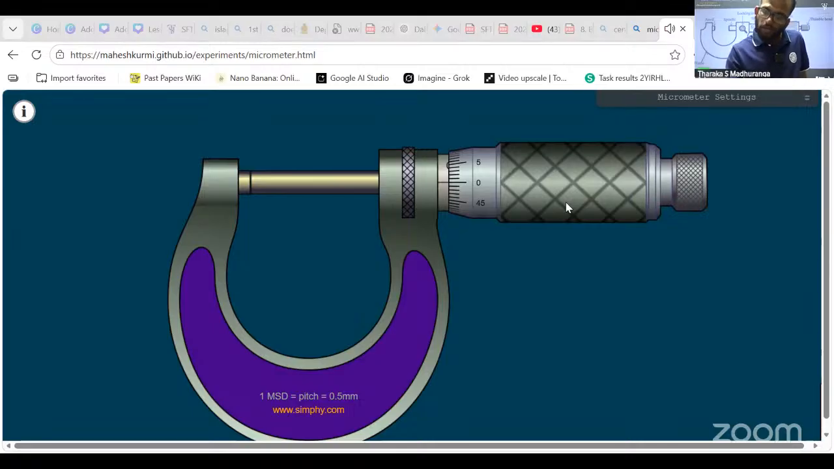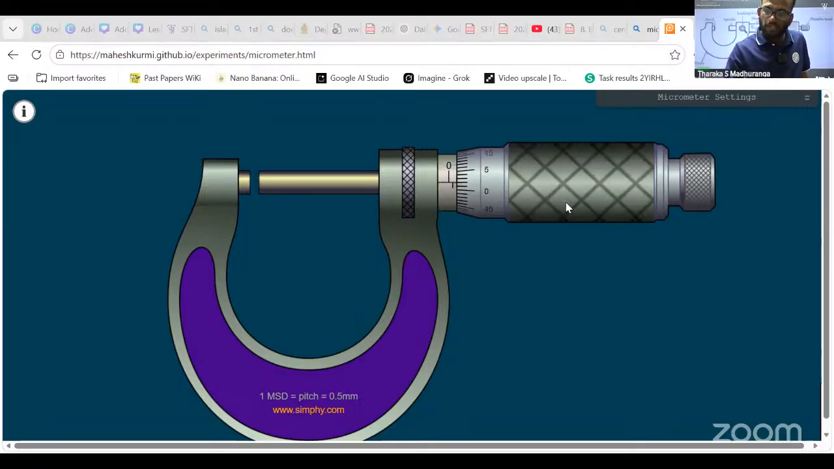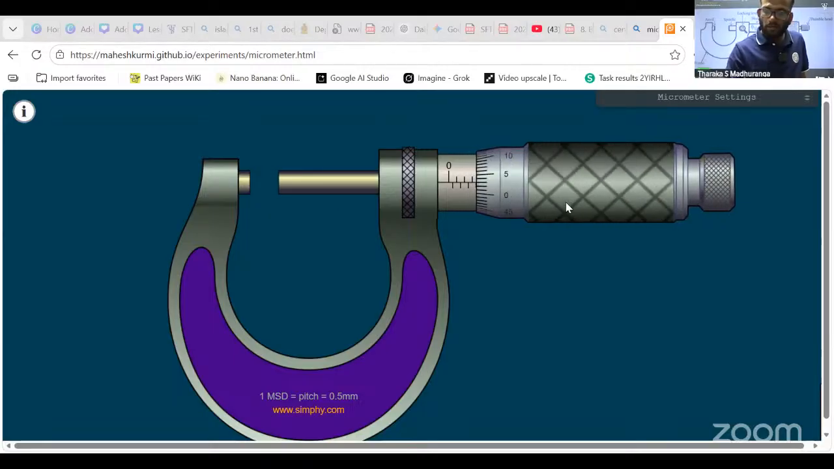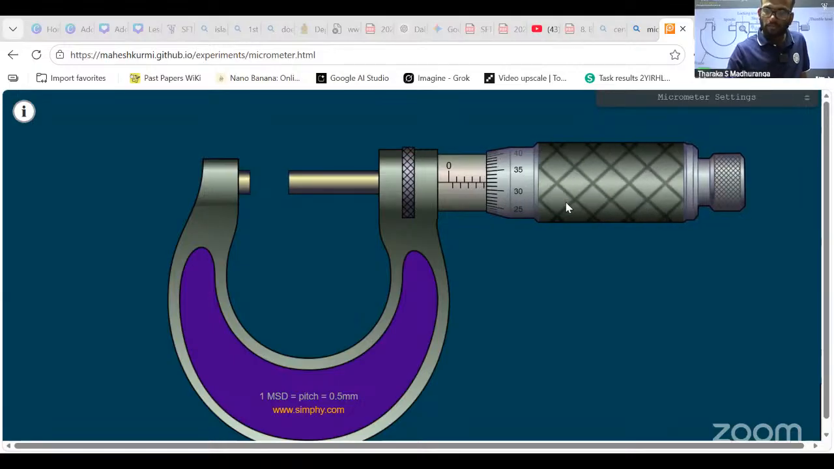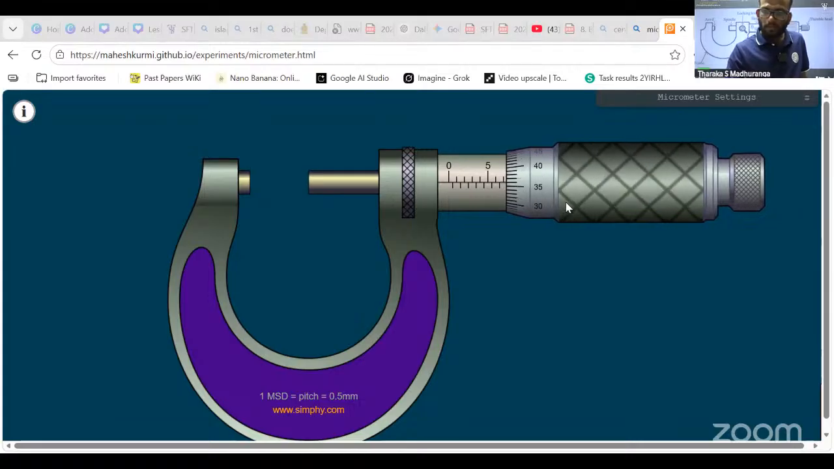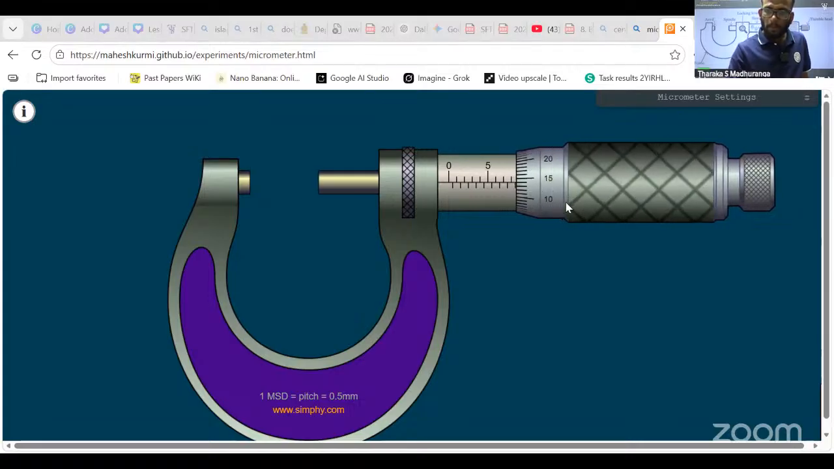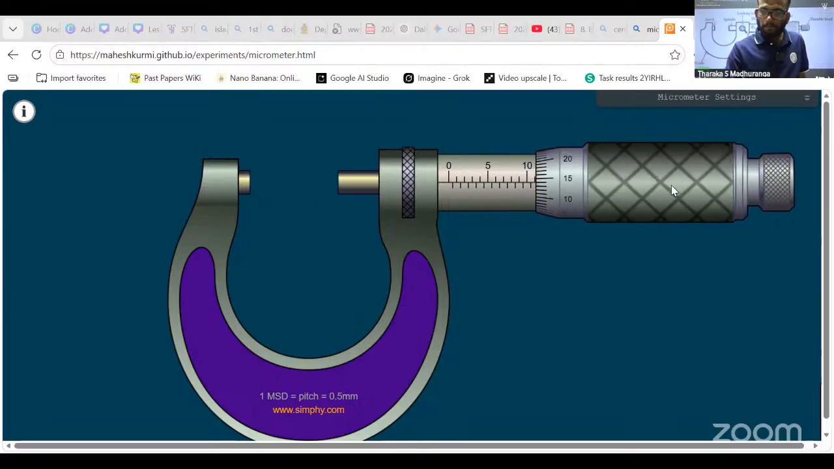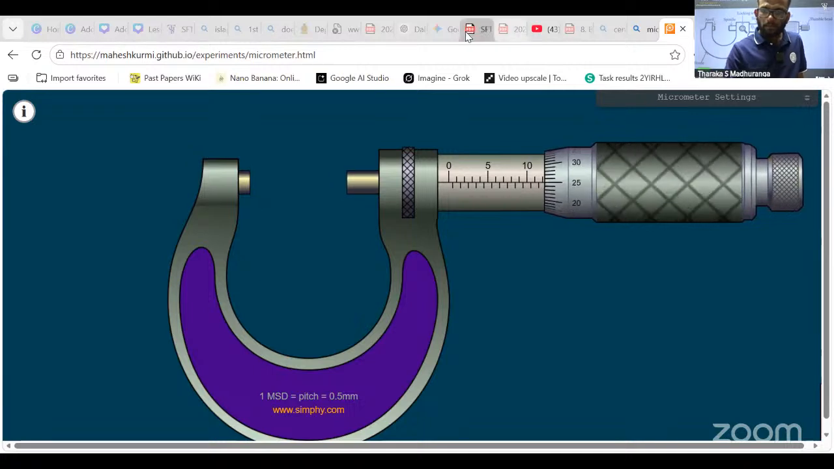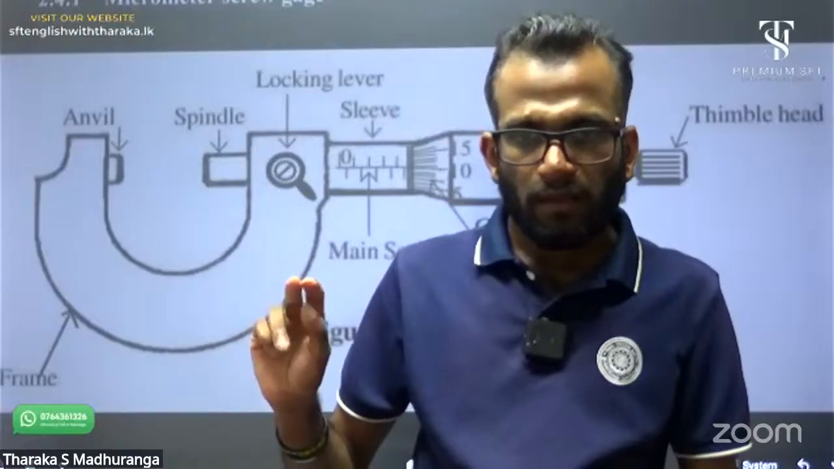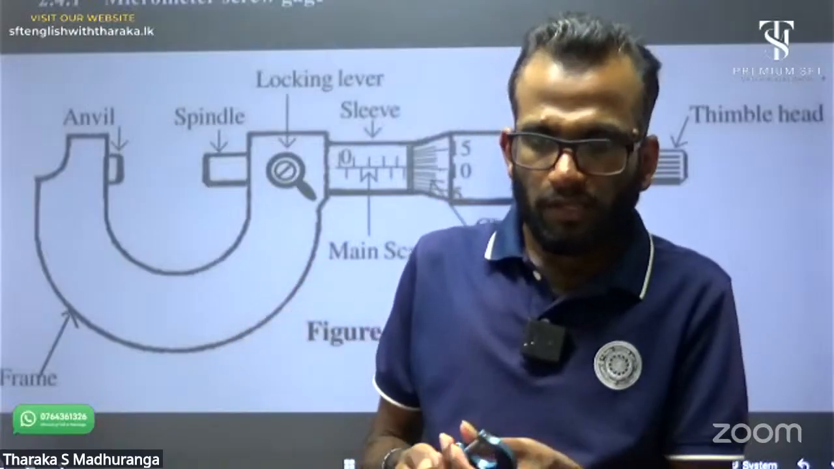Spindle moves towards the anvil. Now, if I rotate in the opposite direction, what happened? The screw is releasing. The spindle moves away from the anvil. I got it. Understood. Done. Okay. Second point. Okay, 2 points done. Understood.